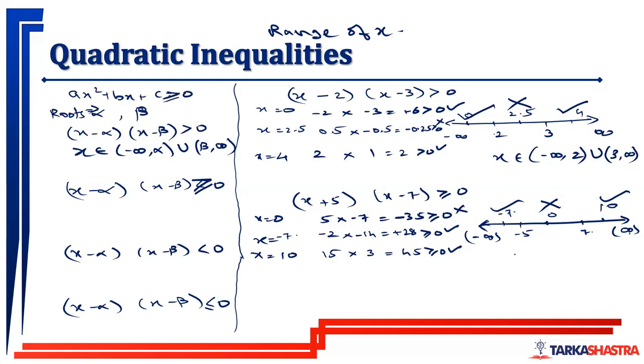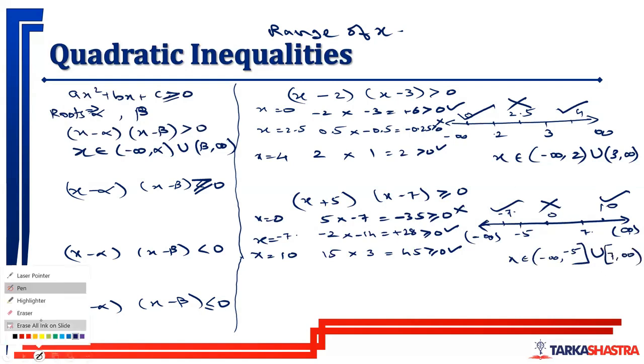Now, what will be the range for x? x belongs to minus infinity to minus 5, closed bracket, union, closed bracket, 7 to infinity. Okay. Now, what do we understand by round bracket and closed bracket? Let us try to understand that.